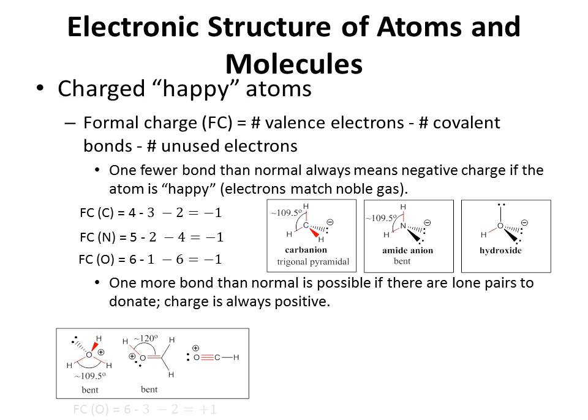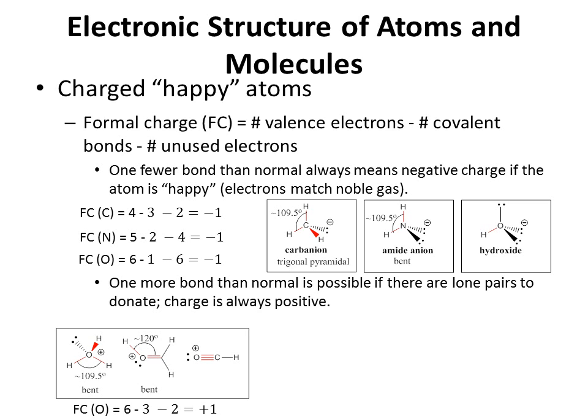If you calculate the formal charge, that's 6 valence electrons minus 3 bonds minus 2 unused electrons plus 1. And it doesn't make any difference how many ways you give oxygen 3 bonds. It can be a double bond and a single bond. It can be a triple bond. It's all going to come out the same. Oxygen is going to have a plus charge.